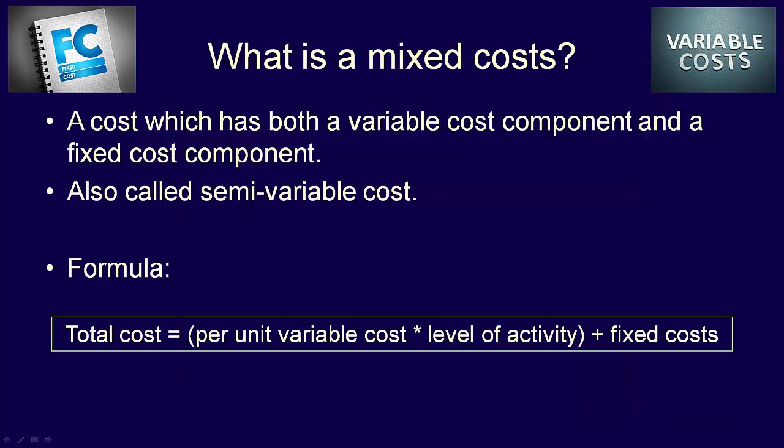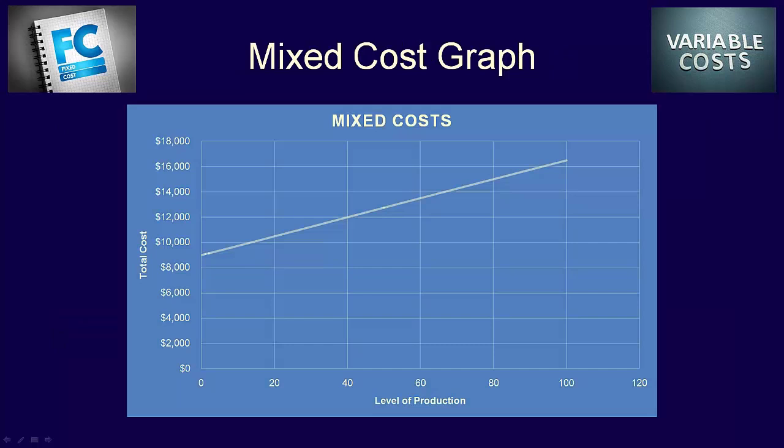Let's recap. A mixed cost, sometimes called a semi-variable cost, is a cost which has both a variable cost component and a fixed cost component. The formula for a mixed cost is total mixed costs are equal to (variable cost per unit multiplied by the level of activity) plus fixed costs. And the graph of a mixed cost shows a line which intercepts the y-axis at the total fixed costs.